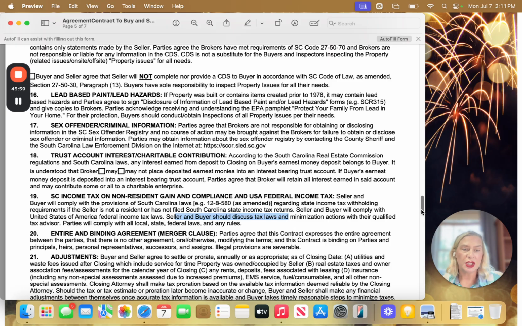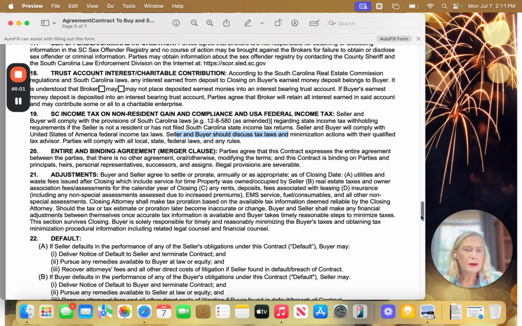Number 21 is adjustments. This is where we discuss all the fees that are recurring that need to be prorated at closing, which the attorney will do depending on what the closing date is. The seller is responsible for this amount. The buyer is responsible for this amount. All these fees have been prorated. Item 21 actually just kind of lists all the items that would be prorated.